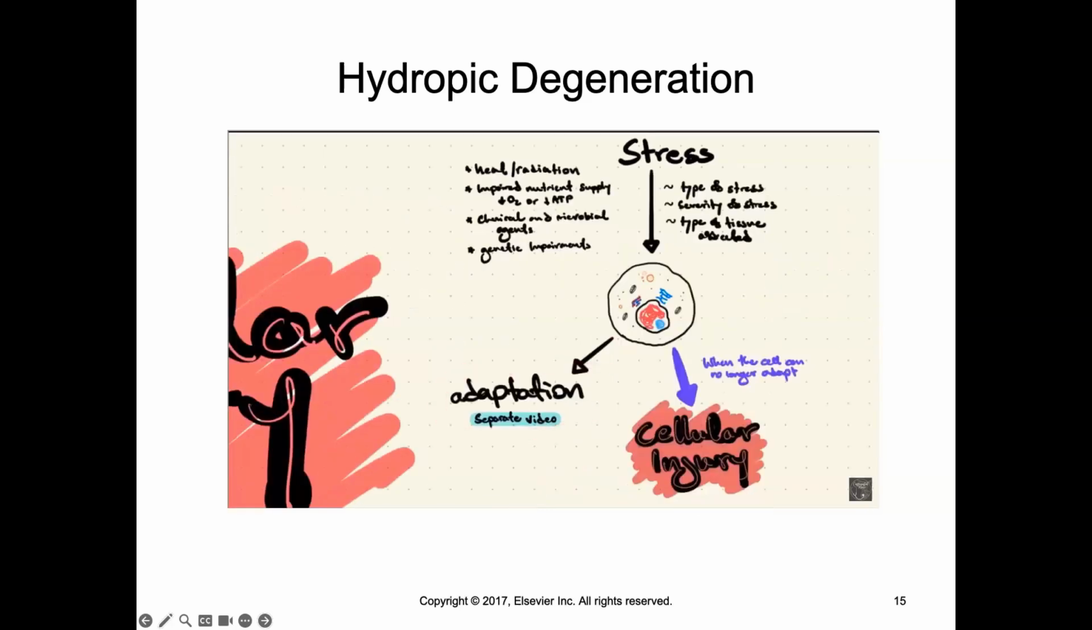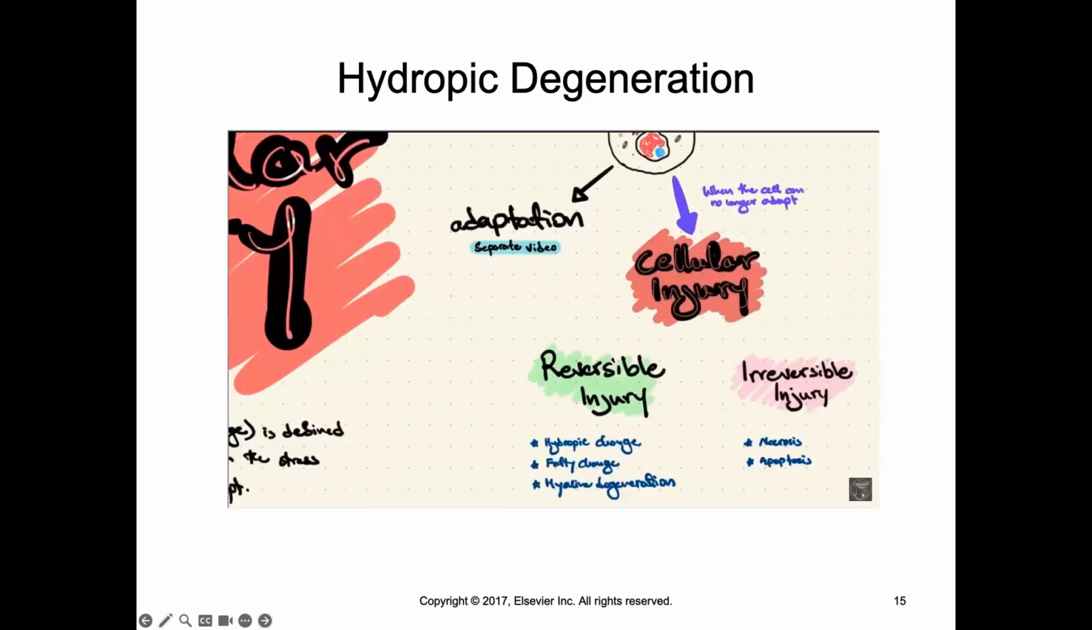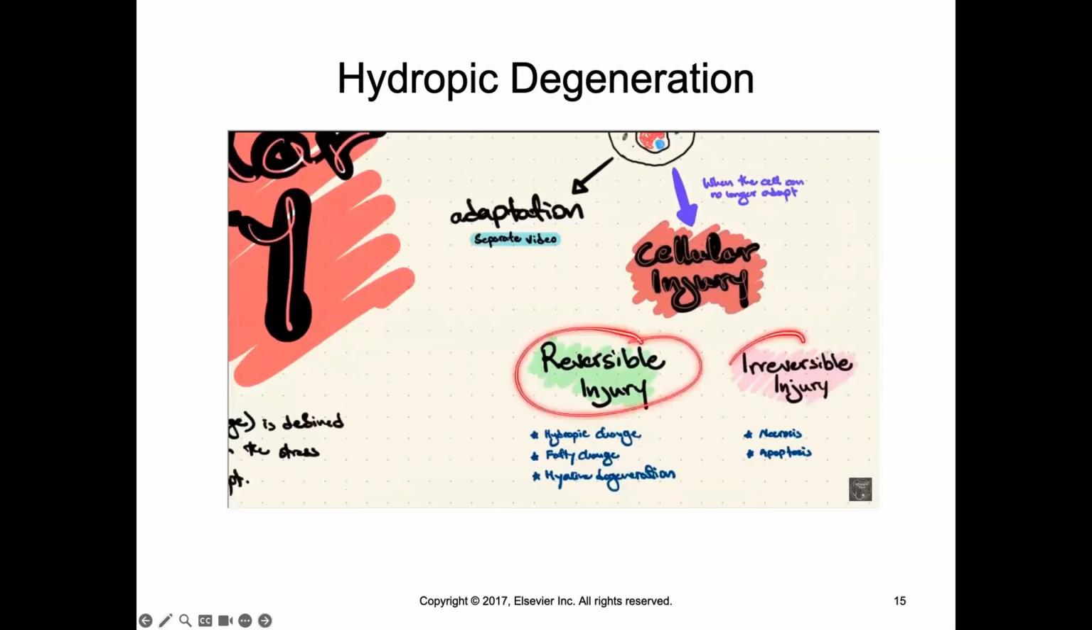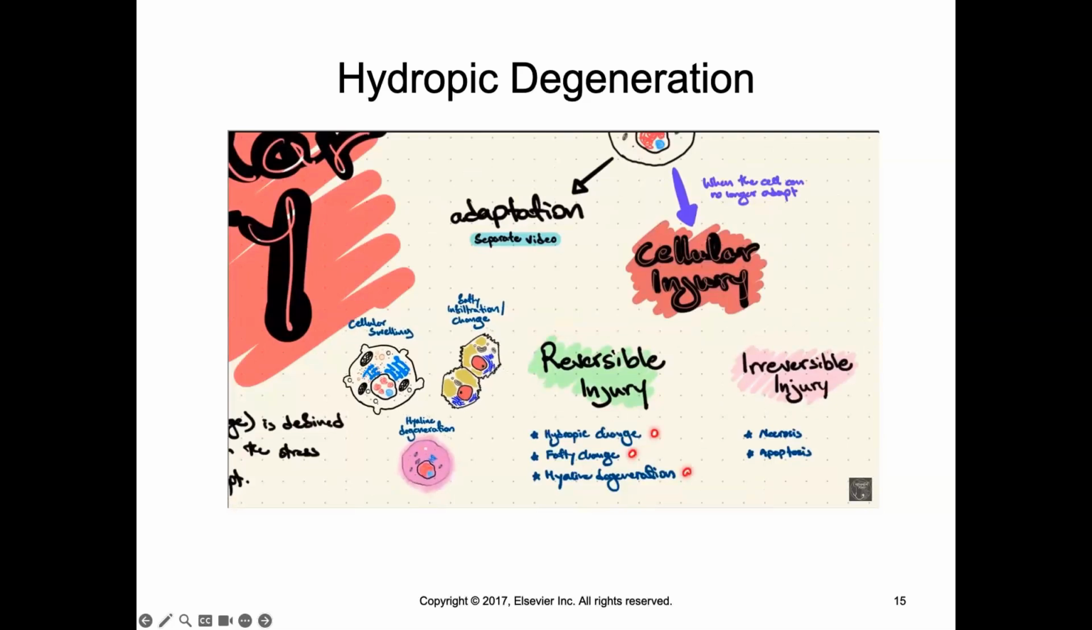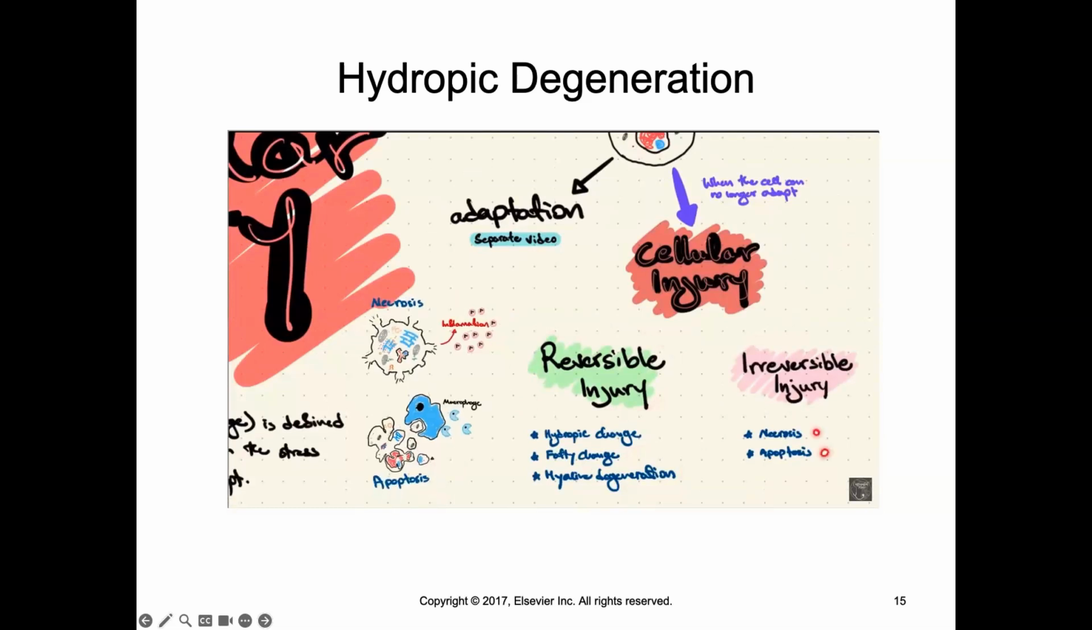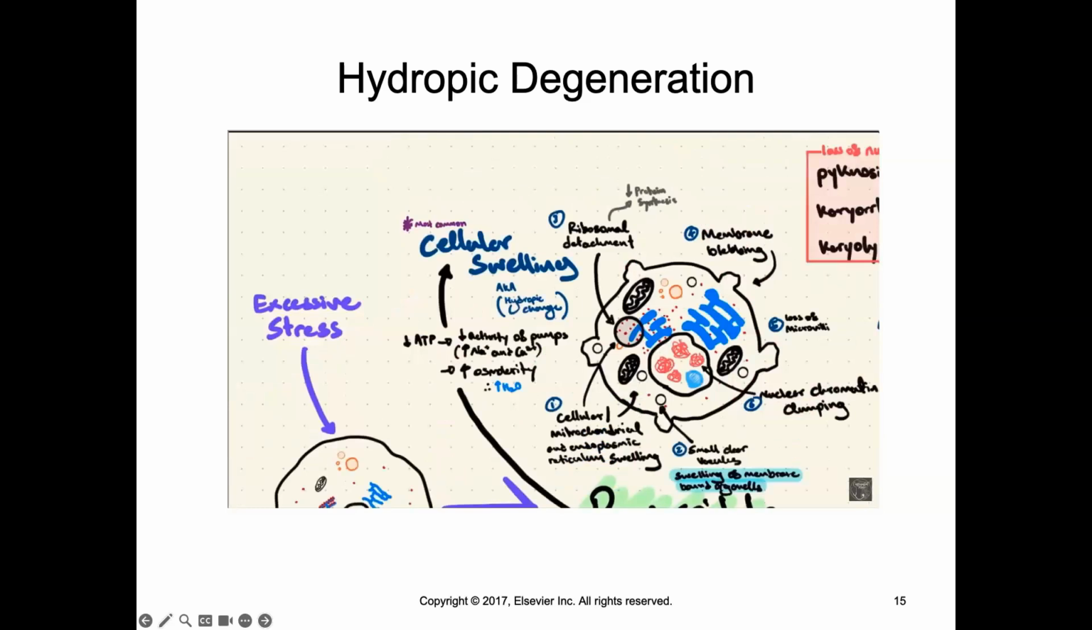Generally, a cell would like to adapt to the stress. However, if the stress is too severe and the cell is not able to adapt, then the cell will be injured. This cellular injury can be reversible or irreversible. In this video, we'll look into hydropic change, fatty change, and hyaline degeneration as examples of reversible injury. We will also look into necrosis and apoptosis as examples of irreversible injury. So, without further ado, let's get into it.